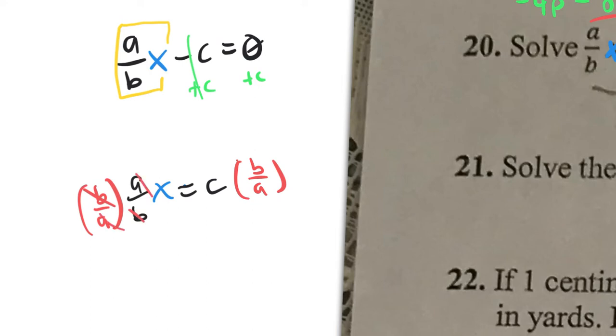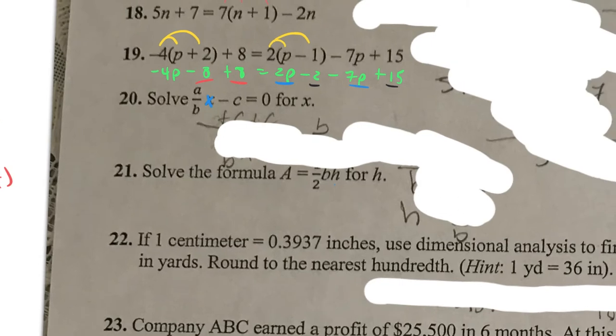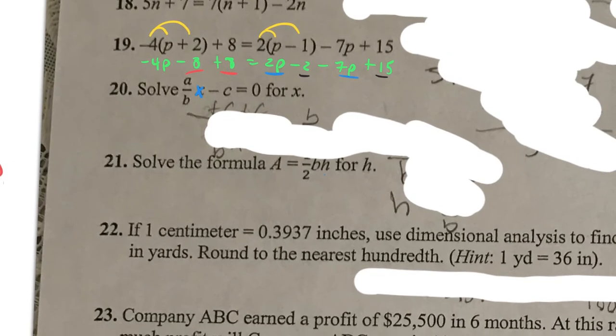Cancel, cancel, cancel, cancel. We have the blue x equals c times b over a. I mean, the reality is there's really a little 1 underneath that c, so we could just multiply straight across. So it's really just cb over a. All right, cb over a at the end of the day. So that's that one.